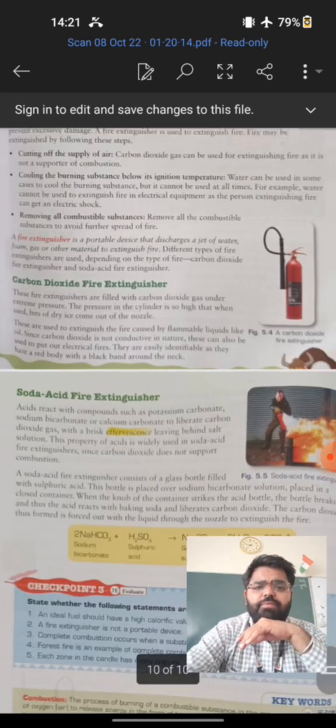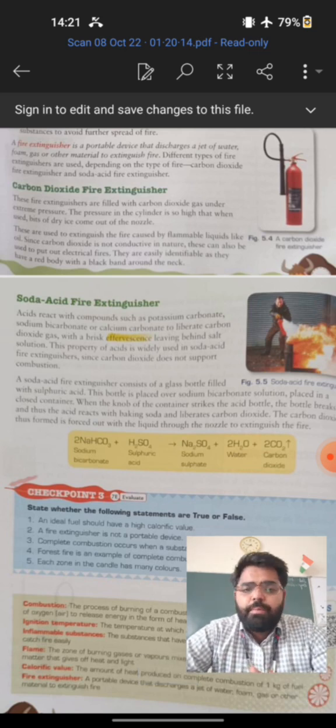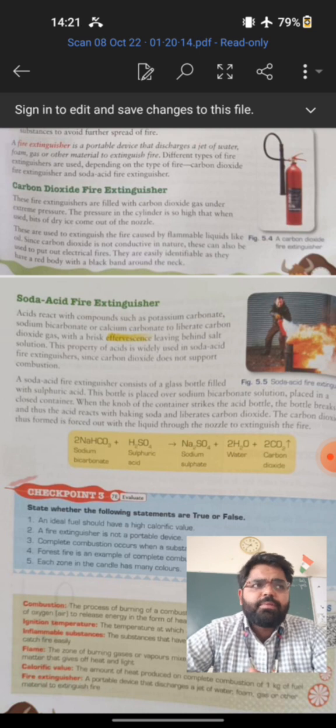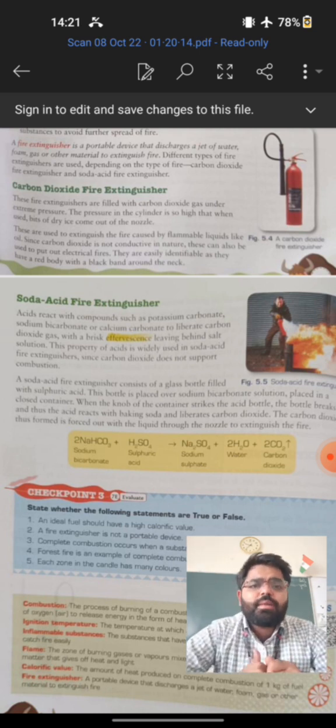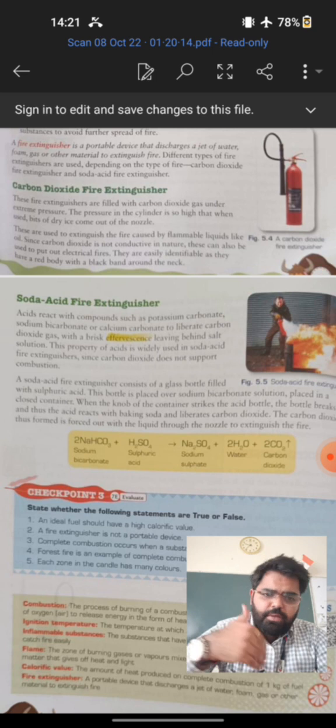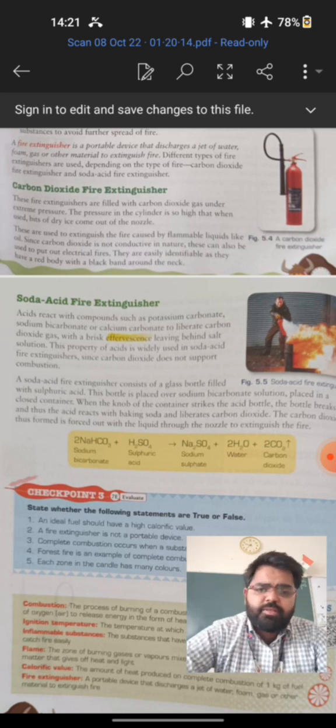Then the other one, the famous one, is the soda acid type extinguisher, in which we have basically sulfuric acid and sodium bicarbonate. So what happens is, the moment you shake it or you try to open the nozzle, there will be a reaction between sulfuric acid and sodium bicarbonate, and carbon dioxide will be produced, which will try to come up again and again, thereby covering the area and preventing the spread of fire.